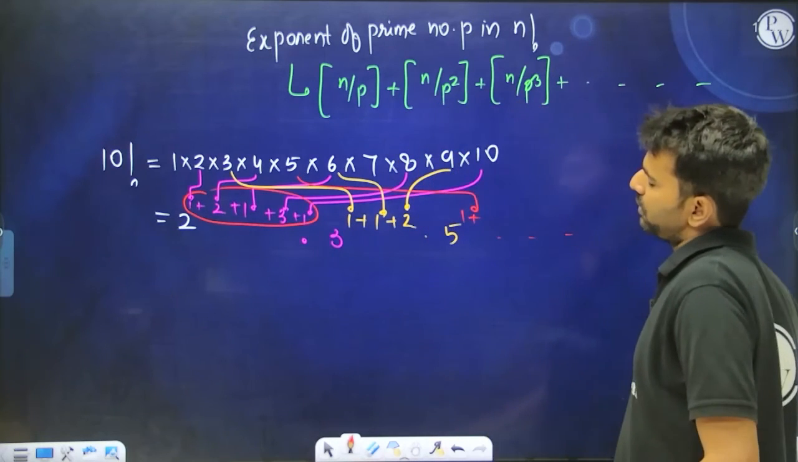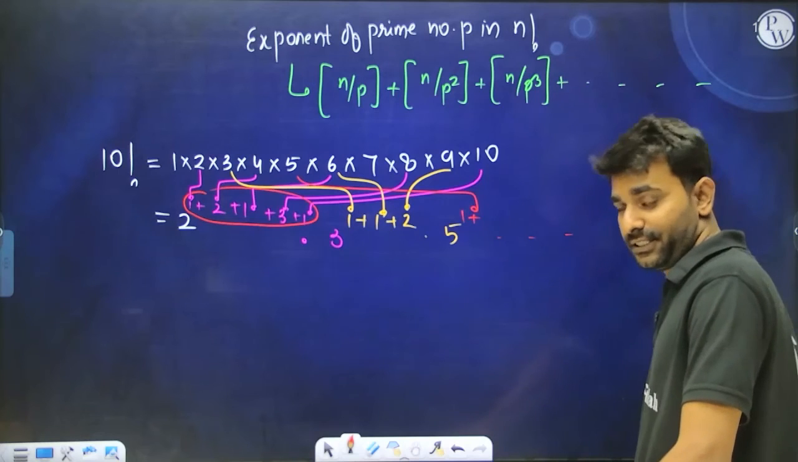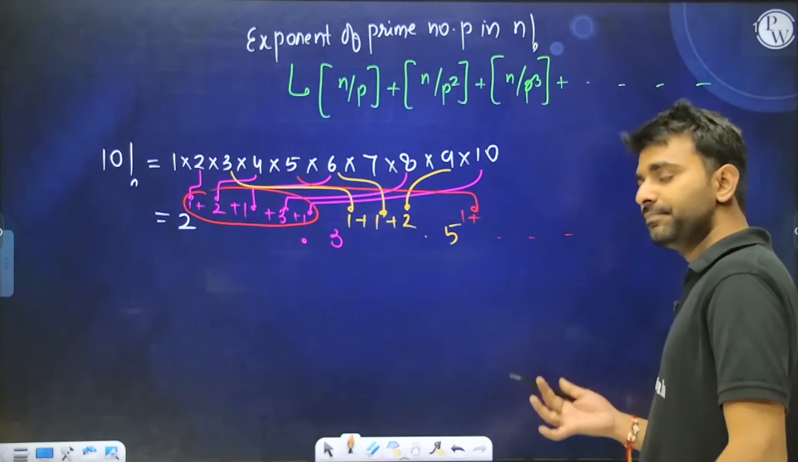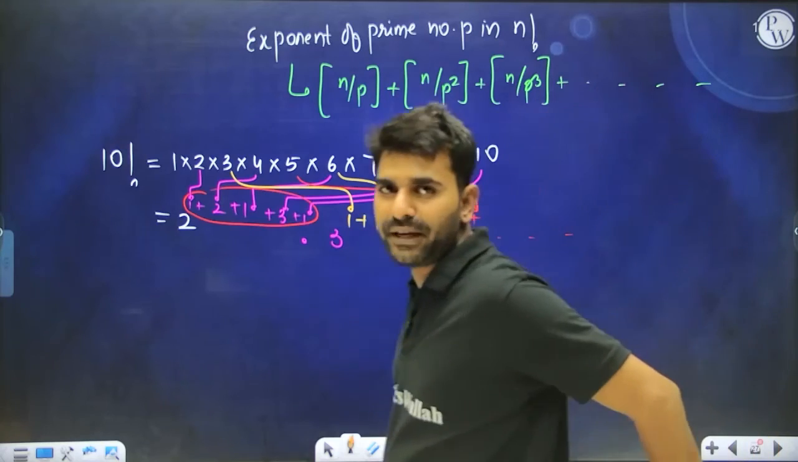3 plus 4, 7, 8. 2 to the power 8 is there in 10 factorial, right? So one way is doing this. But let me tell you, this can be a bit complicated.